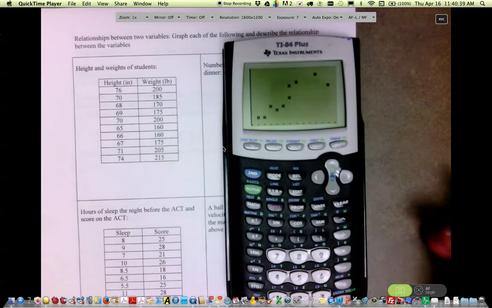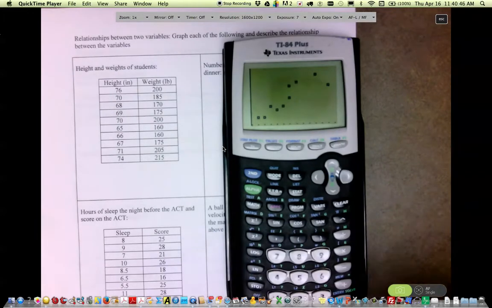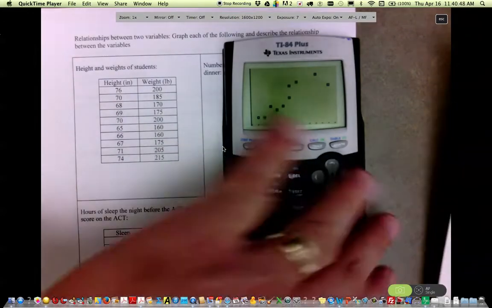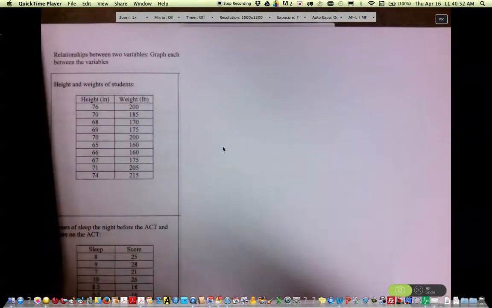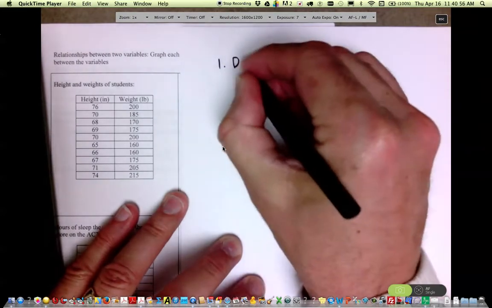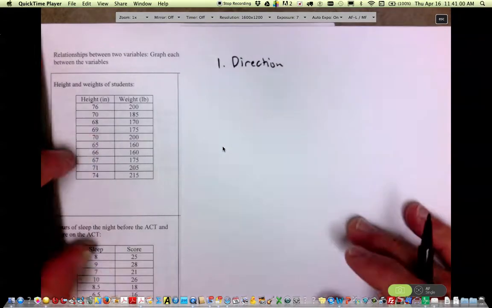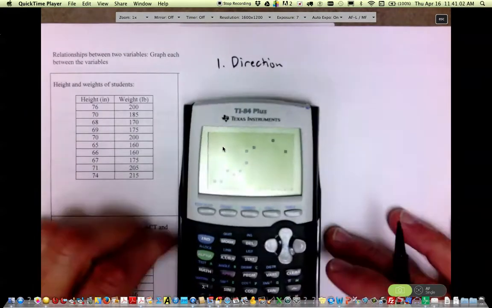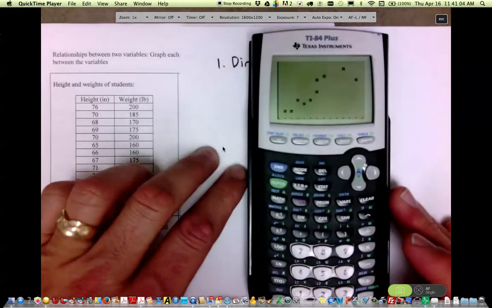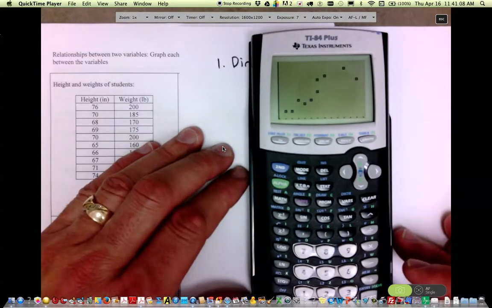One of the things we're going to be talking about in terms of describing a relationship between two bivariate data sets is that we want to talk about 3 things. One of those things is the direction. The direction of this one: anything that goes from bottom left generally to upper right, we're going to say is a positive direction.